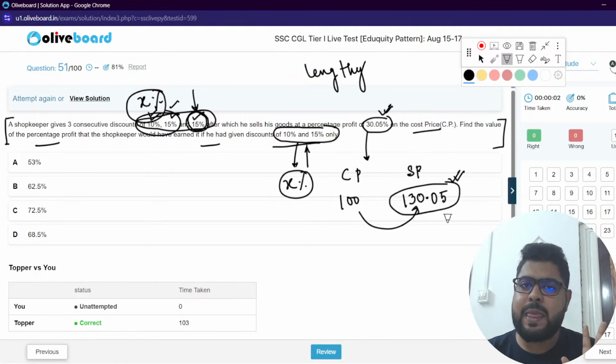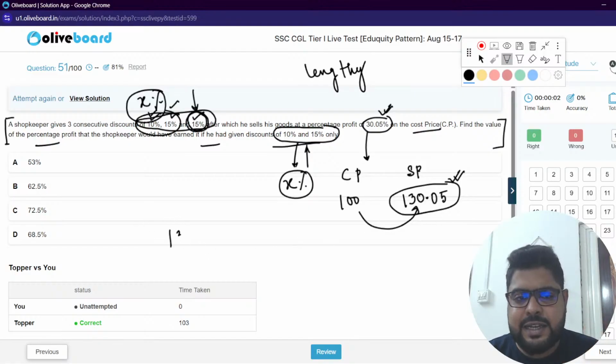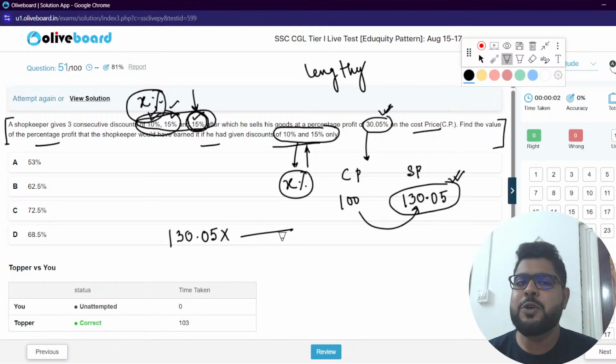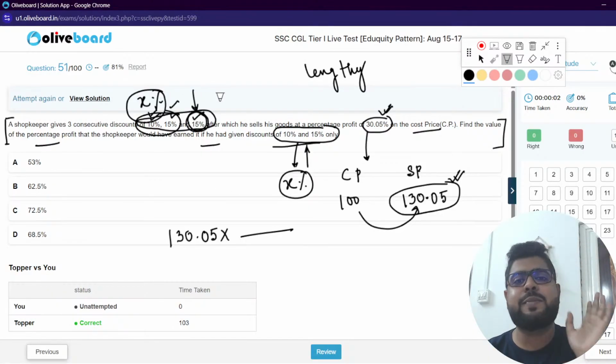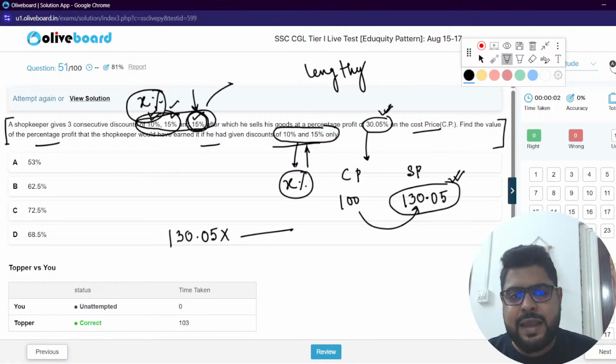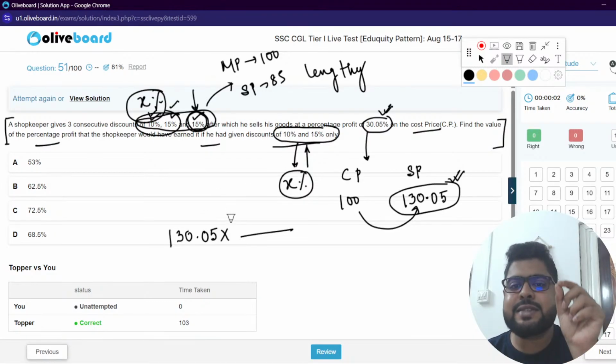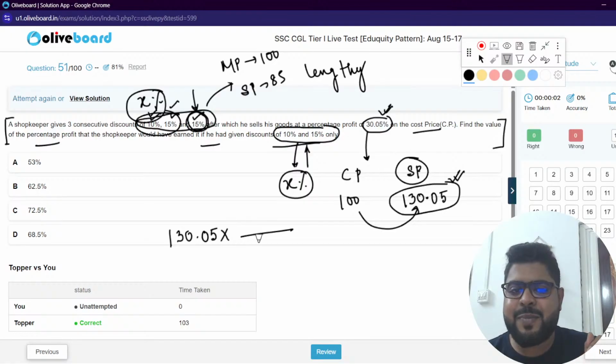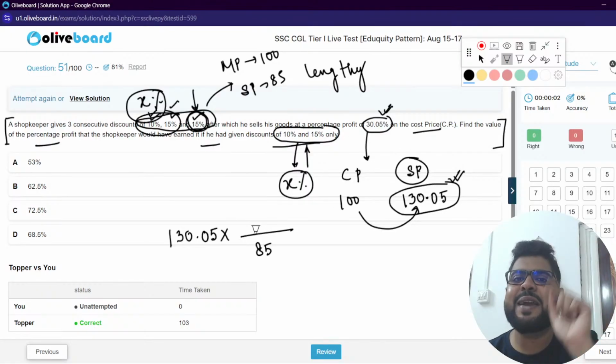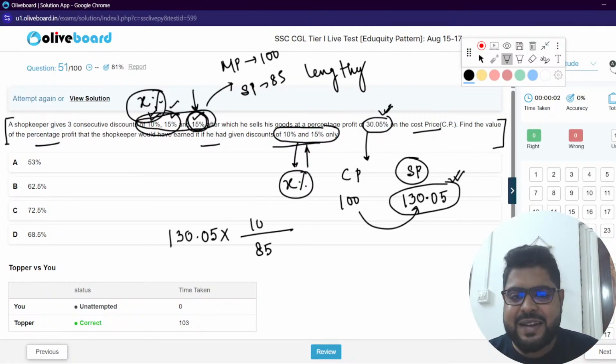After all this, I am making 30.05% profit. Meaning this 130, just use the modular method that I have given you. After my 15% discount, what will be my SP? If my MP was 100 rupees, my SP will become 85 rupees. That means this 130.05 is my SP, so that represents my SP. I need my MP, that is 100.